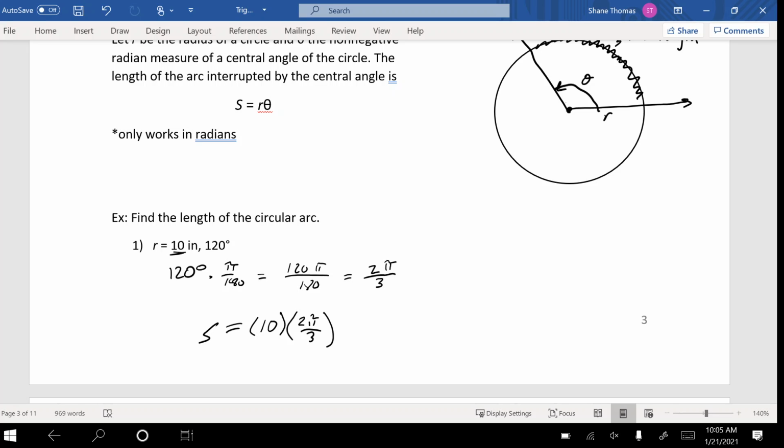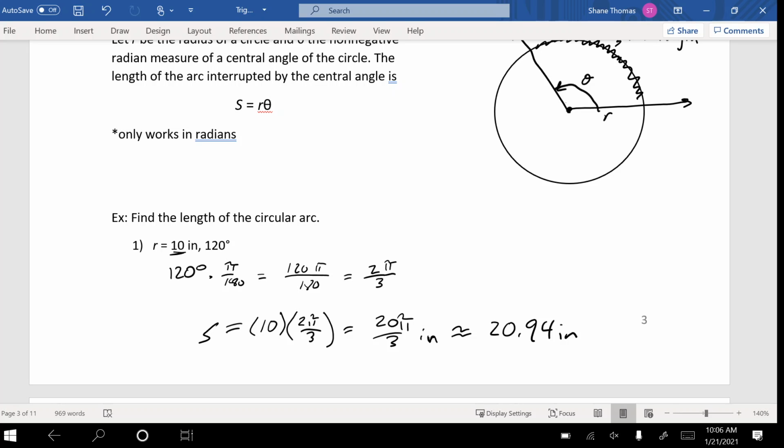So now I just punch that in the calculator. Wow. I got 20 pi over 3. I could leave it like that. If I say give me an exact answer, that would be an exact answer. If I wanted an estimate, if I wanted it approximated, it comes out as 20.94 inches. That's to 2 decimal places.